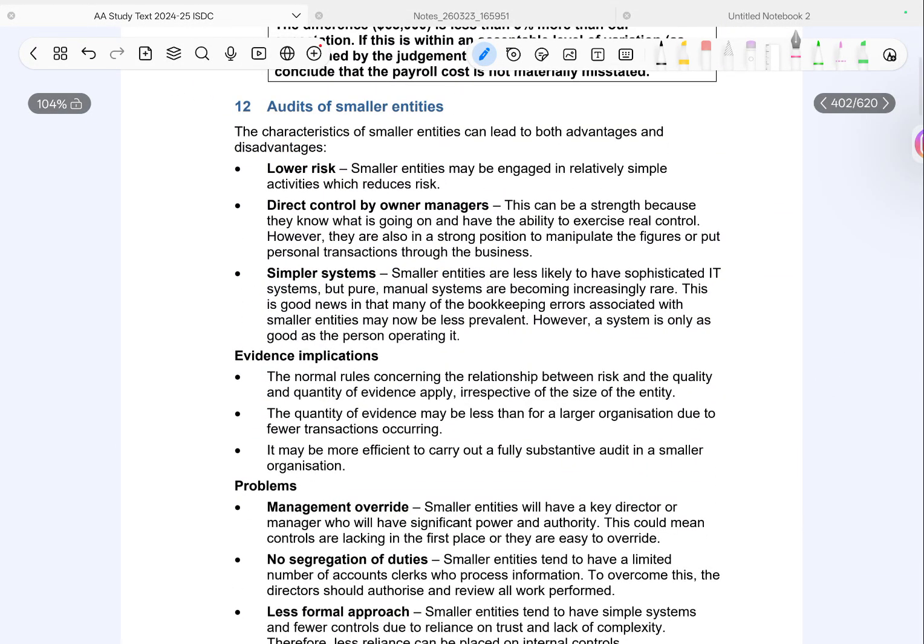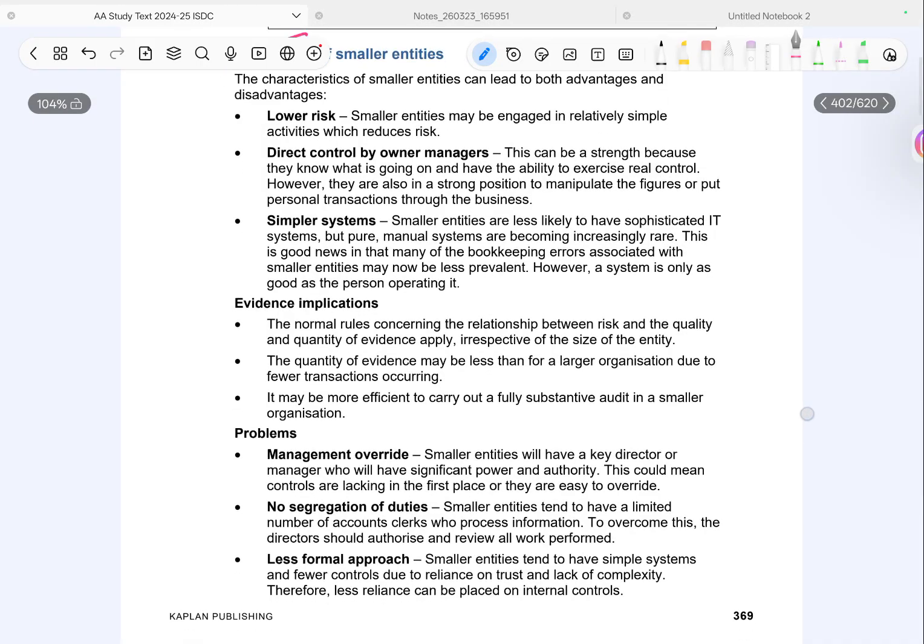So, I guess this is the last topic. Smaller entities have both advantages and disadvantages from an audit perspective. They usually operate similar business with lower inherent risk due to less complex transactions. Owners and managers often have strong direct control, which can improve oversight but also increase the risk of manipulation or personal use of business funds. Similarly, systems are generally simpler and less sophisticated, often with fewer IT controls, although manual errors may still occur depending on how the system is operated.